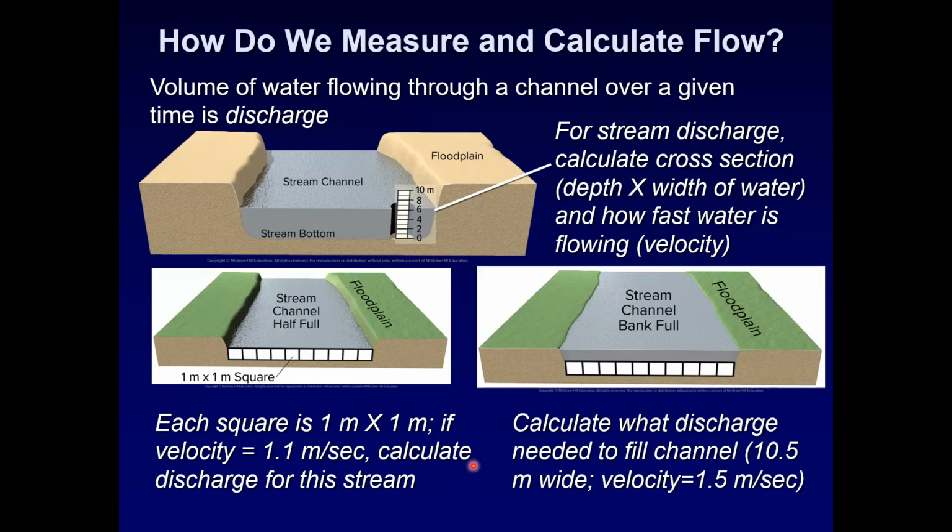You can also calculate what discharge is needed to fill a channel that is 10.5 meters wide, where velocity is 1.5 meters per second. The answer for that would be 31.5 cubic meters per second, or 30 if you use 10 meters wide.